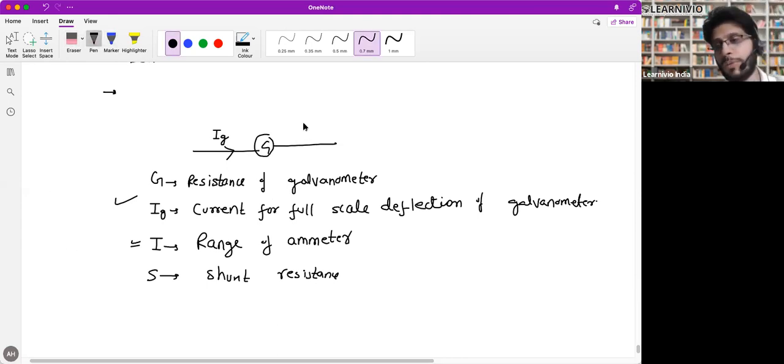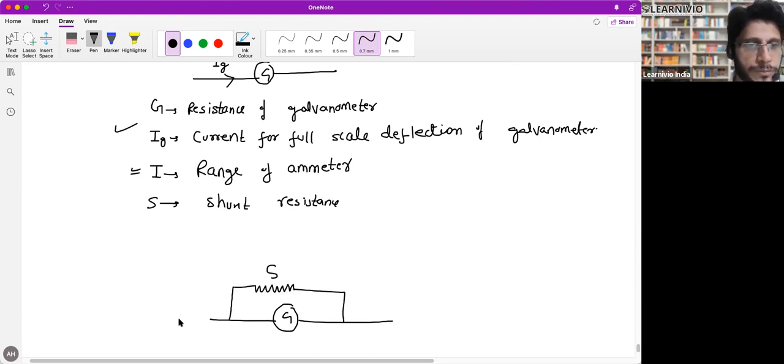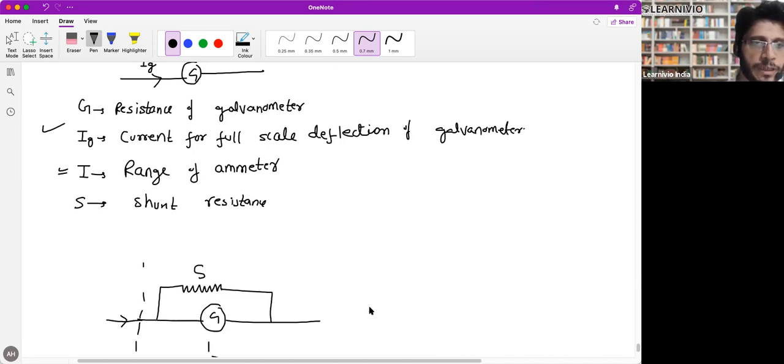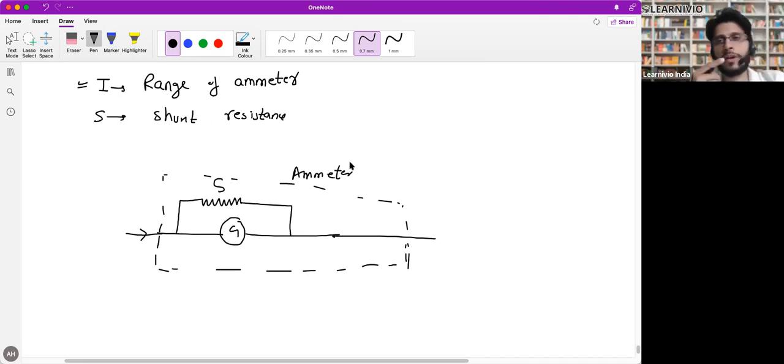To convert this galvanometer into an ammeter, the procedure is very simple. Take your galvanometer, take your shunt resistance, and connect this shunt resistance in parallel to the galvanometer. When you connect your shunt resistance in parallel to the galvanometer, the resultant device is an ammeter. This whole device is an ammeter.